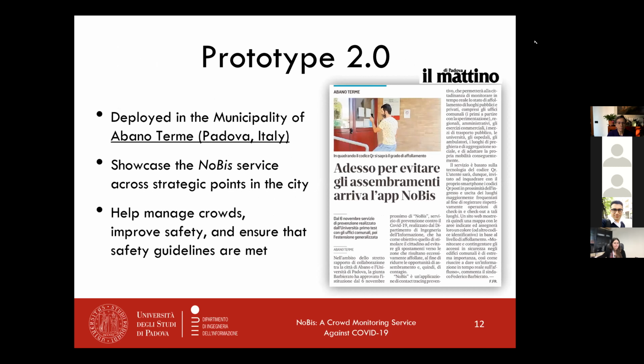Also we had, yes? Yes, Giulia, please come to the conclusion because you're running out of time. Okay, sorry, I will try to go faster.